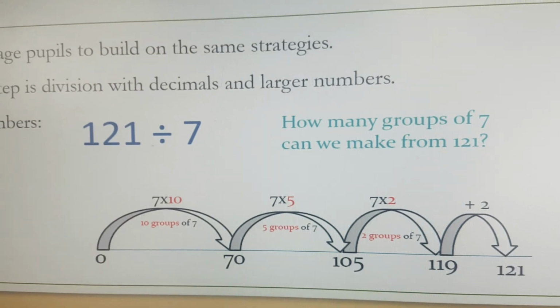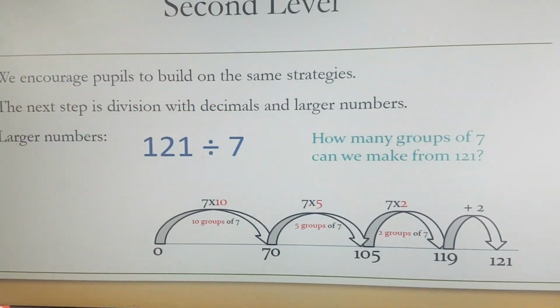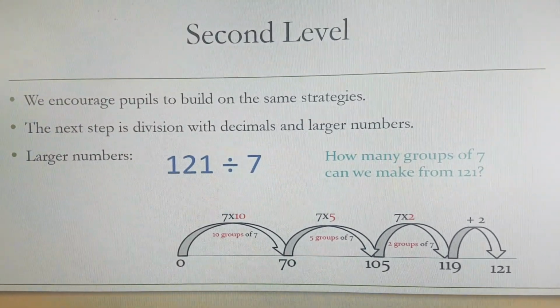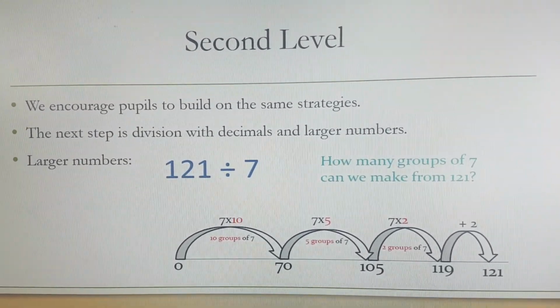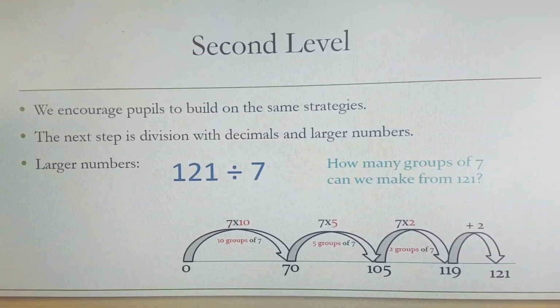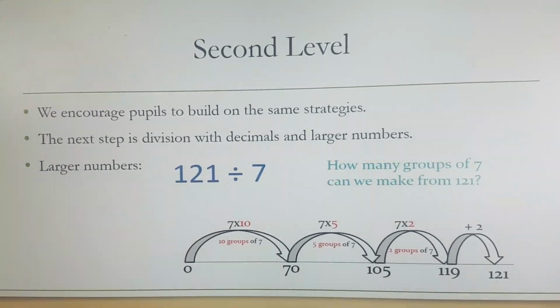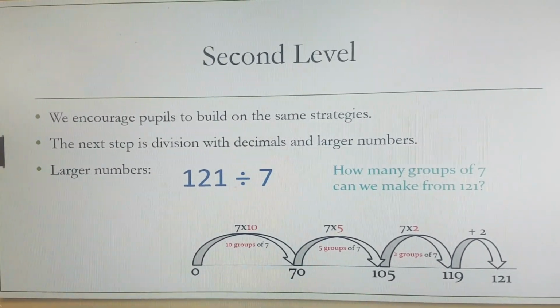That's just one way of trying to solve that, one strategy, rather than a formal sum. This encourages the children to use what they already know in maths and to help them find a visual representation of that groups of 7.